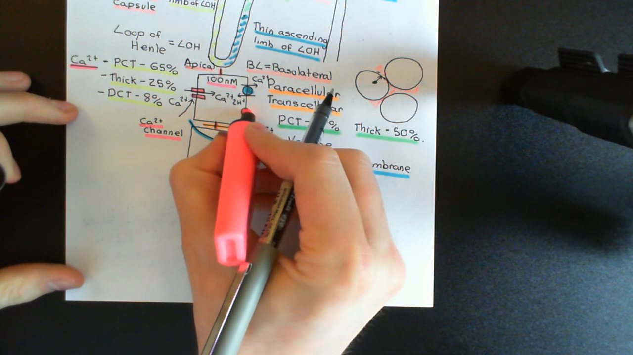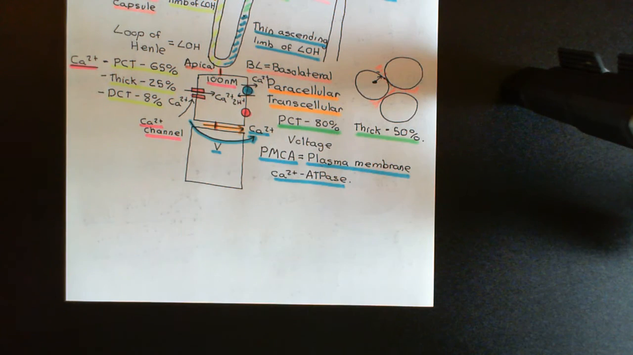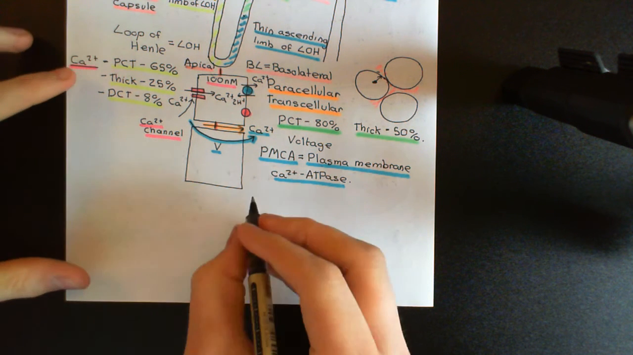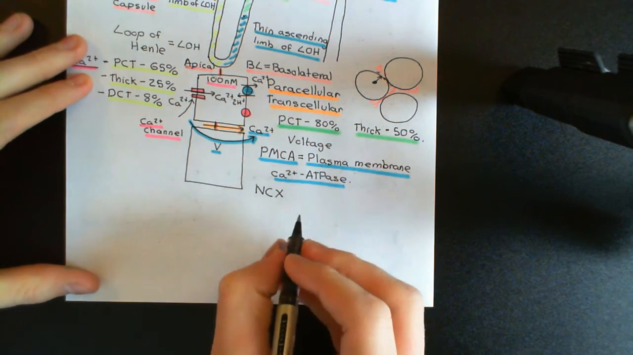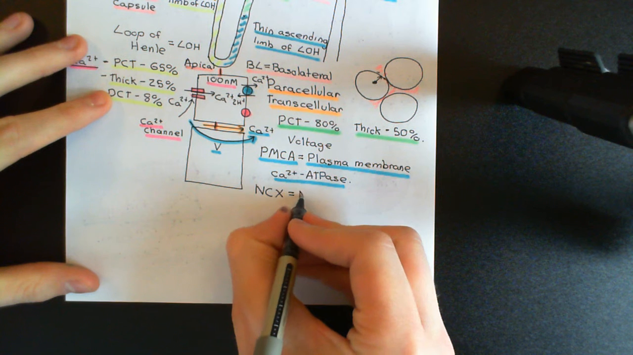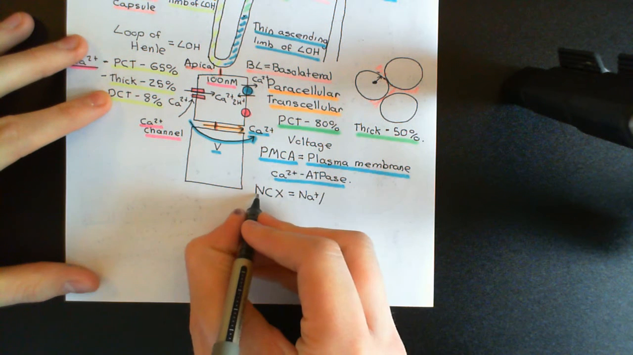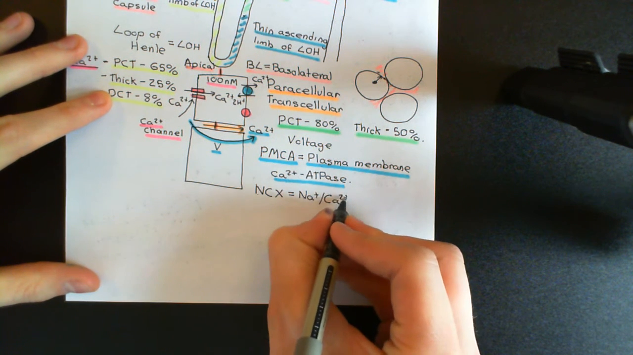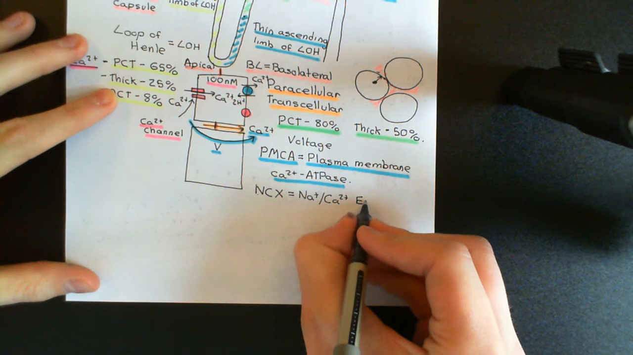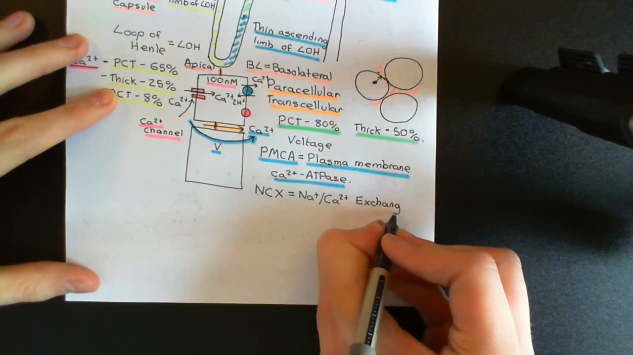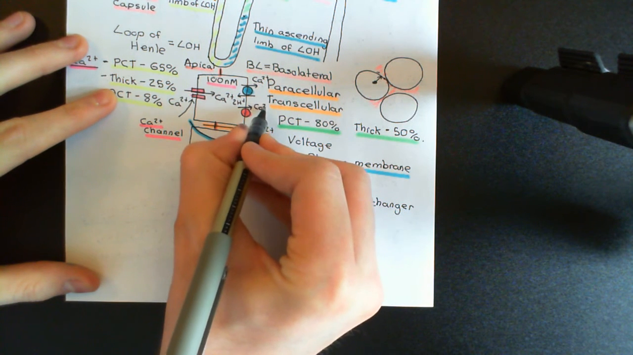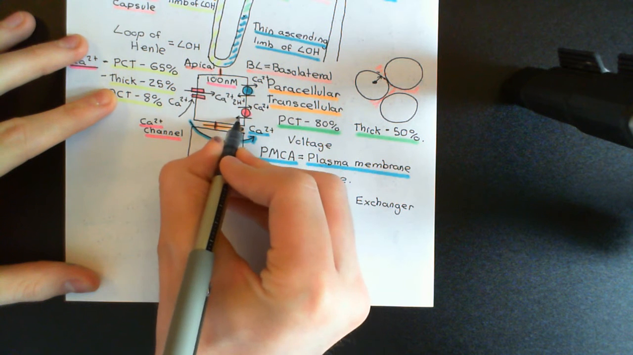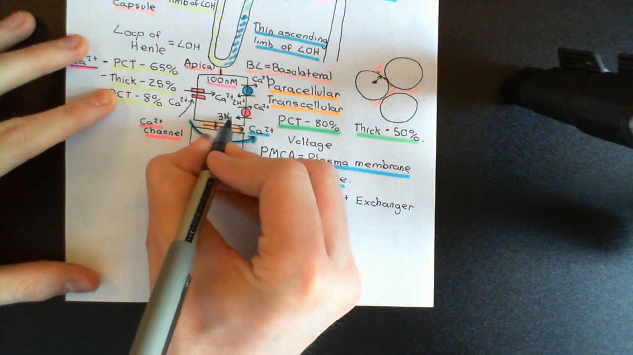Then we're also going to have another means for extruding calcium from the cytoplasm of this renal tubule cell, but this is going to be an example of secondary active transport. It's going to use the sodium gradient across the cell membrane. This next protein is called the NCX, which stands for sodium calcium exchanger. The N is for sodium, the C is for calcium, and the X is for exchanger. The NCX is going to move a calcium ion out of the cell in exchange for bringing 3 sodiums in.